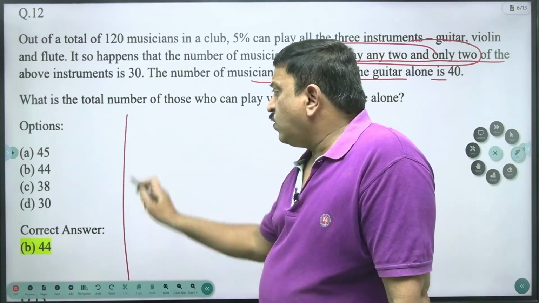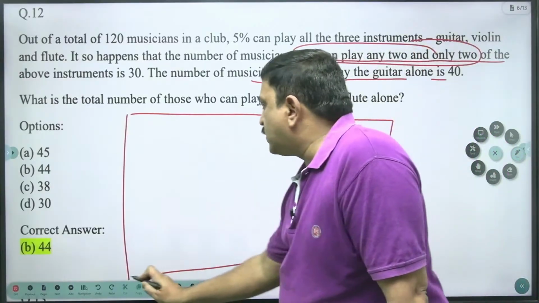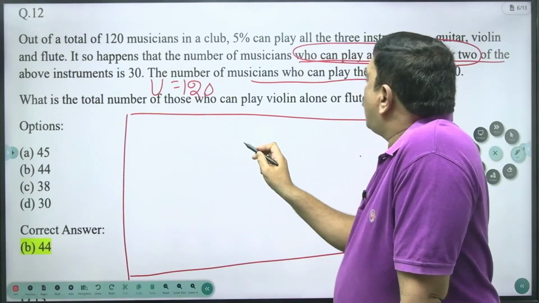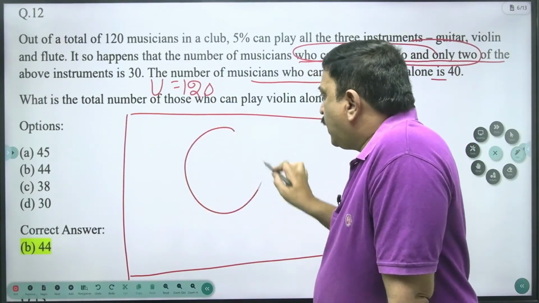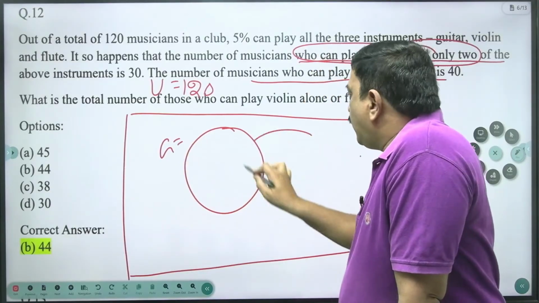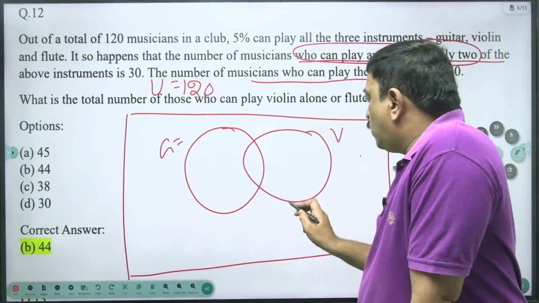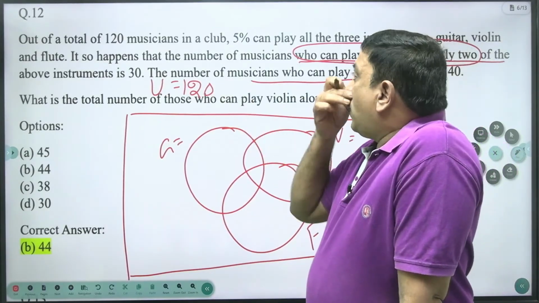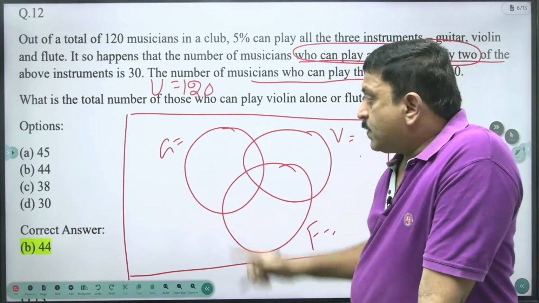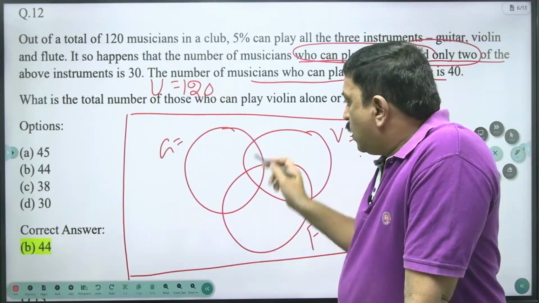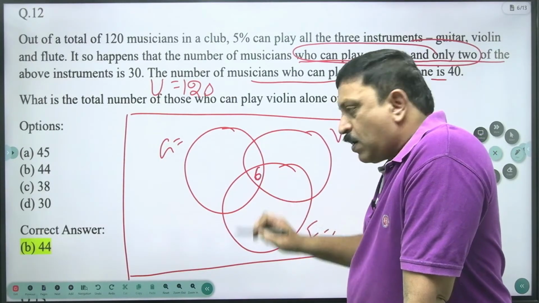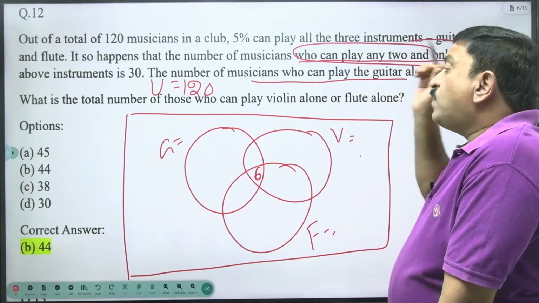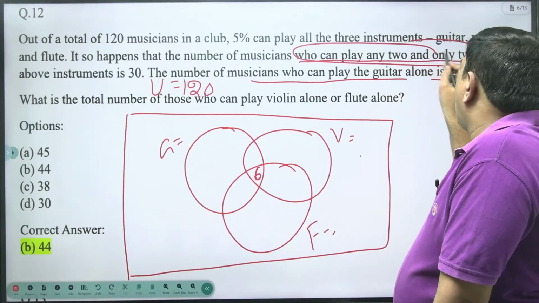So if you take the universal set, where the total is 120 musicians. Out of this, some are playing guitar, G, some are playing violin, and the other one is playing flute. 5% play all the 3 games. What is 5% of 120? It should be 6. So they can play all the 3, this is the junction, all the 3 junctions, 6 members.